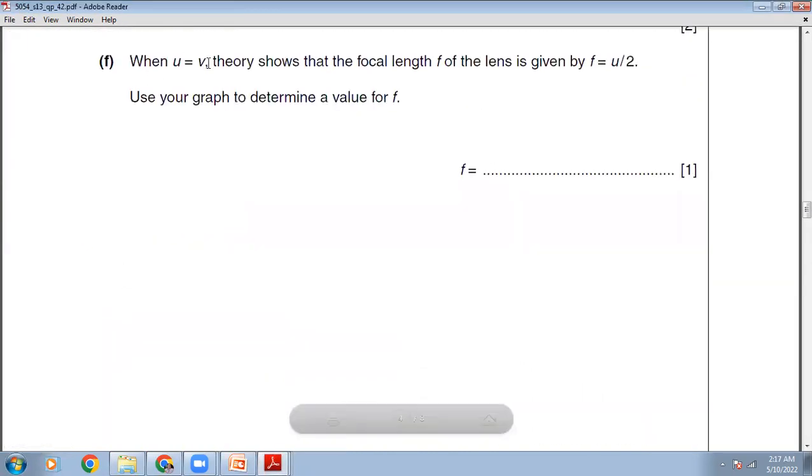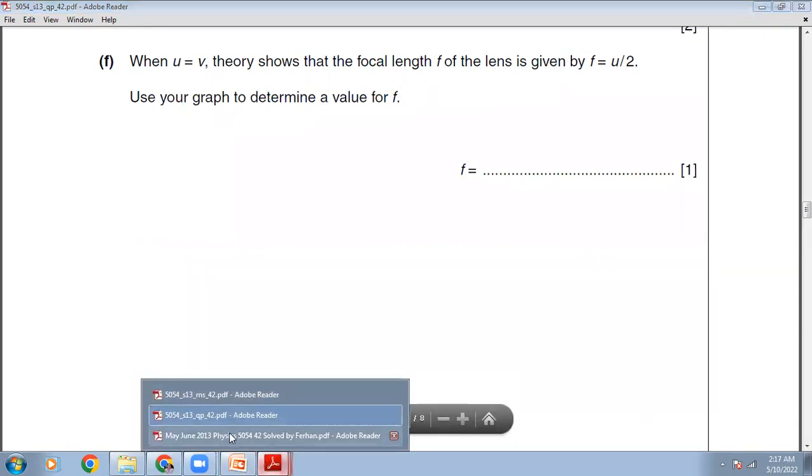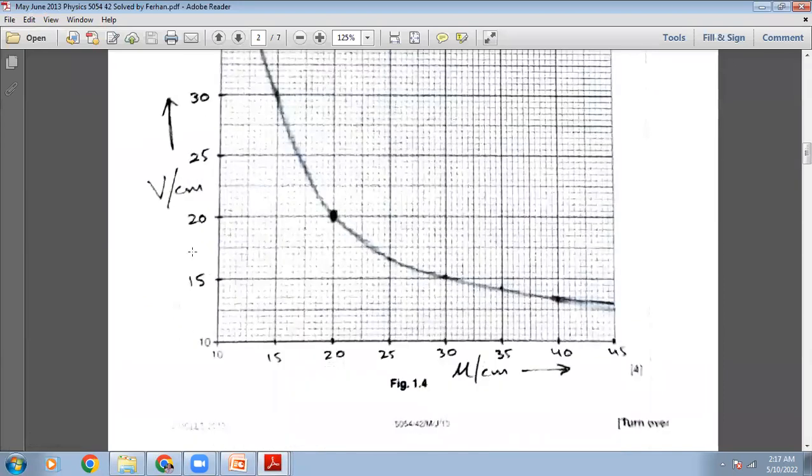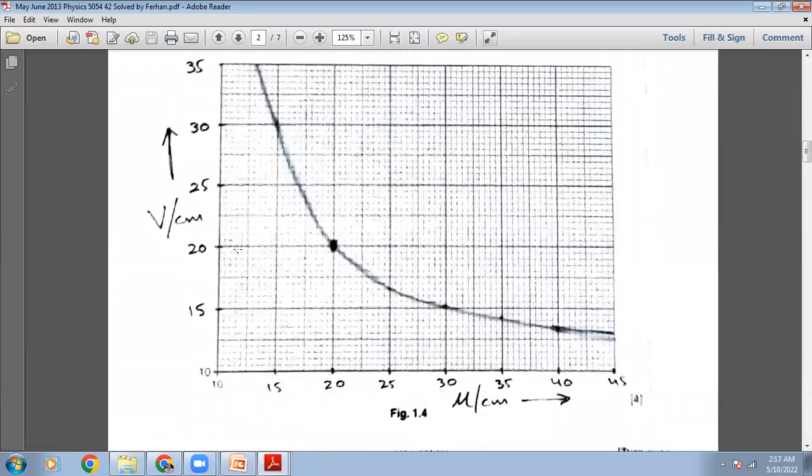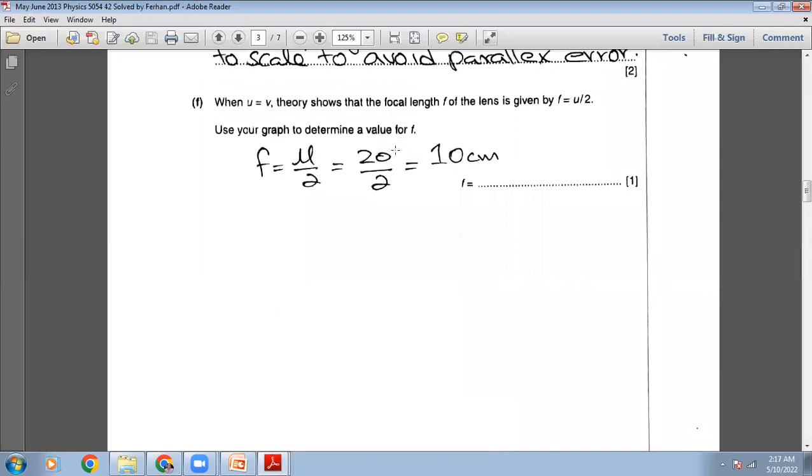When the u and the v are equal, theory shows that the focal length f of the lens is given by f is equal to u by 2. Use your graph to determine the value of f. So if I go to my graph, where the u and the v value is the same, here at this point, the v value is 20, the u value is 20. He says that f is equal to u by 2. So f will be 20 by 2, and that will be 10 centimeters. So the f value will be 10 centimeters.